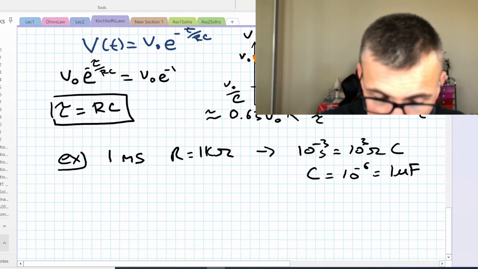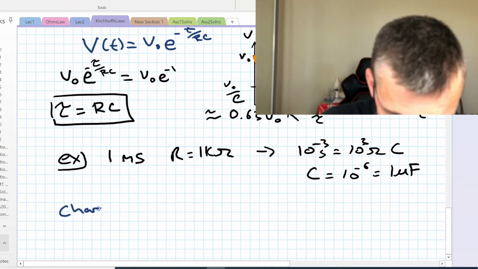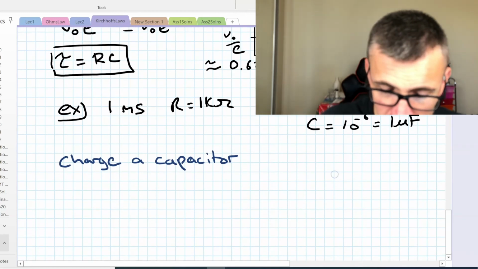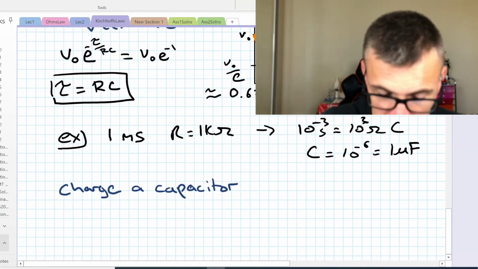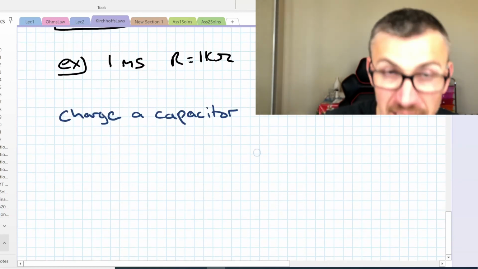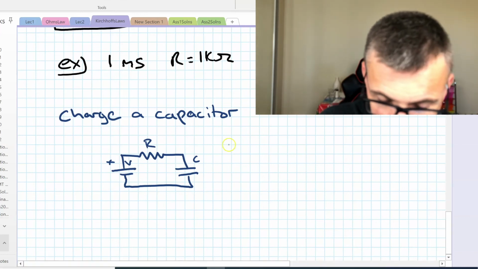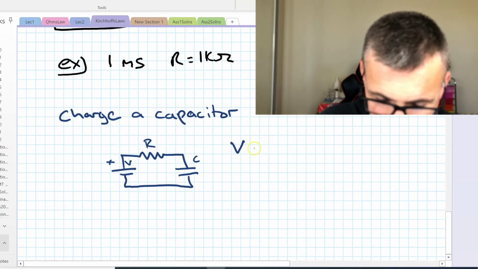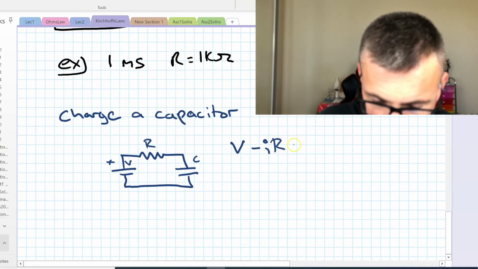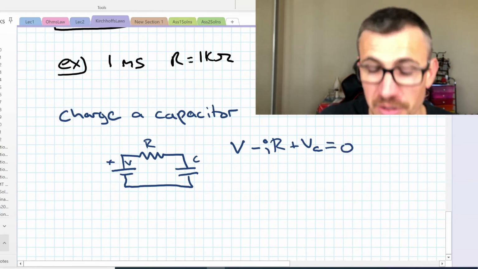We can also look at the other side of things. We can charge a capacitor. Doing so, we get a very similar differential equation we can solve. Let's just draw what we get. When we do this, we can do our Kirchhoff loop rule, and we can say that V minus IR plus the voltage of the capacitor should equal 0.